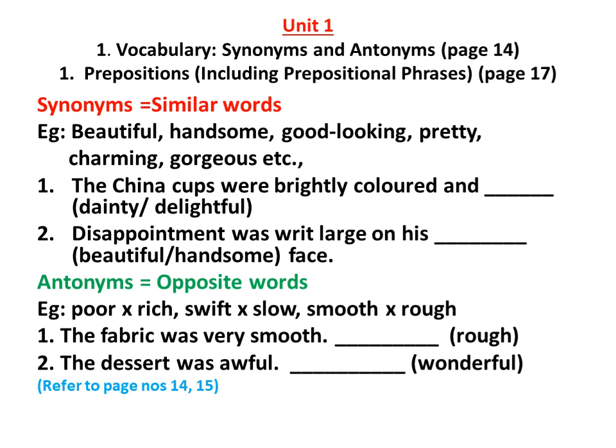And antonyms, as you all know, they are opposite words. For example, poor, rich, swift, slow, smooth, opposite is rough. So these are the opposite words. For example, these are the examination type of questions. The fabric was very smooth. And what is the opposite of smooth? Yes, it is rough. The desert was awful. What is the opposite of awful? It is wonderful. And you have to refer to page numbers 14 and 15 in the prescribed textbook by Usmania University.